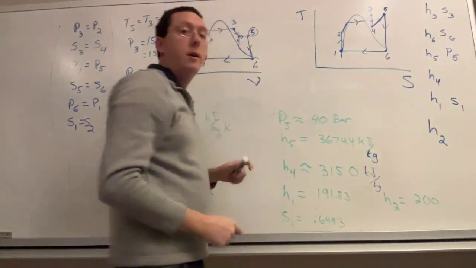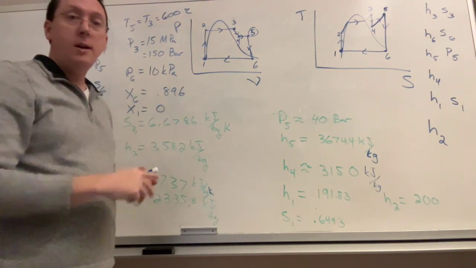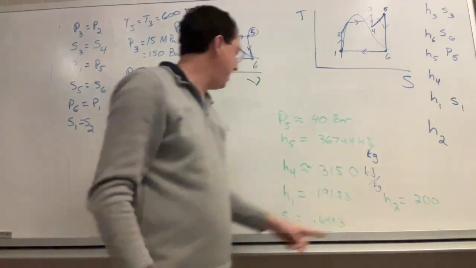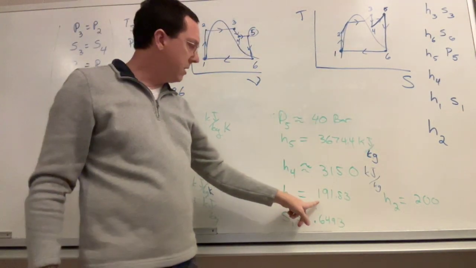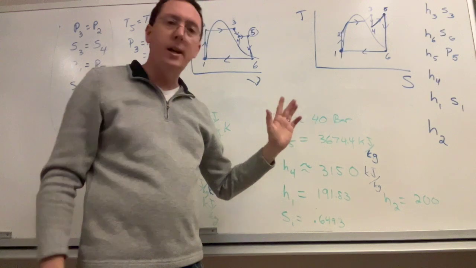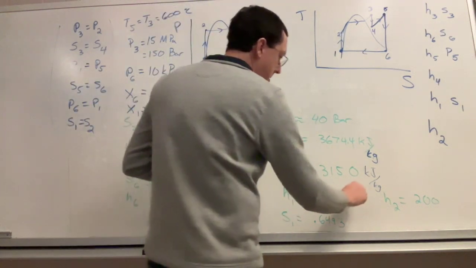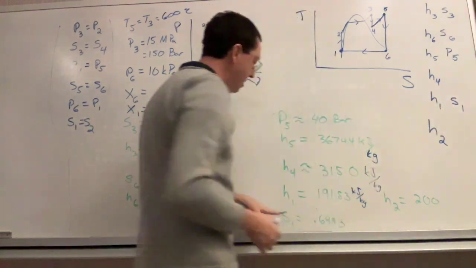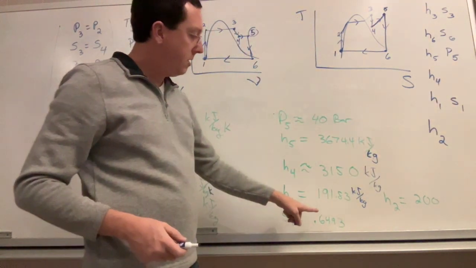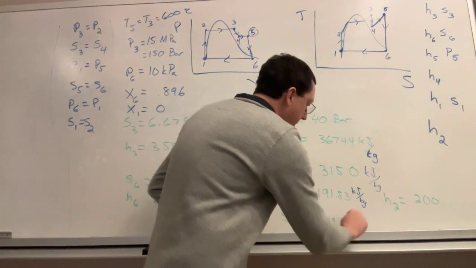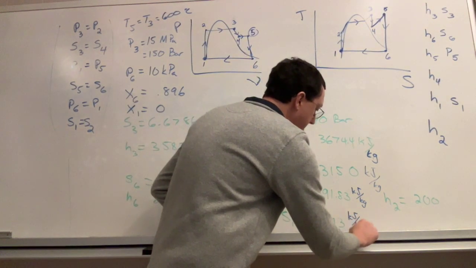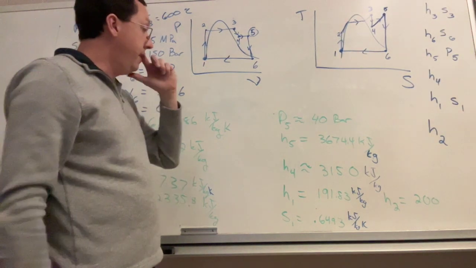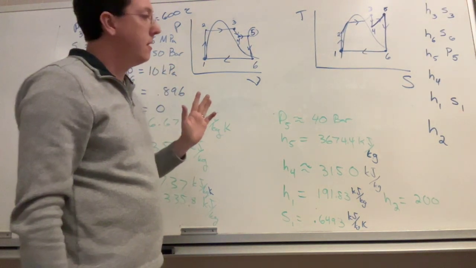Now we go to state 1. State 1 was saturated liquid at 10 kilopascal. That's just straight off the table. You immediately read off the enthalpy at state 1, and we looked up and it was 191.83 kilojoules per kilogram. And at the same time, we need to find the entropy, which would be 0.6493 kilojoules per kilogram Kelvin.